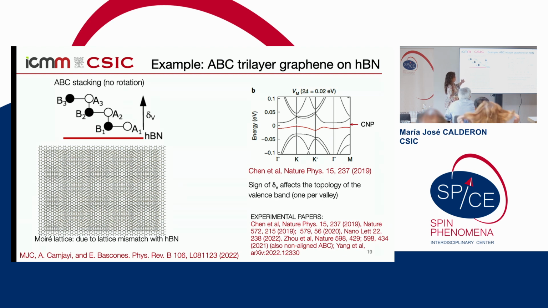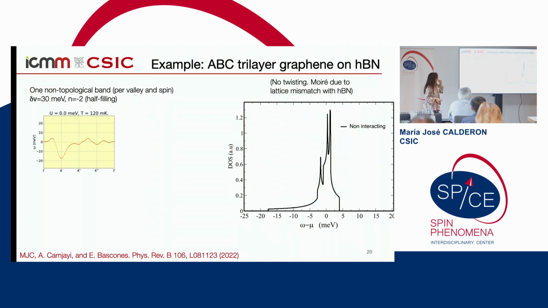In this case, it's much simpler because you apply an electric field and you have a single band, and with a particular direction of the electric field, this band is not topological, so we don't have the problem that we have with the twisted bilayer graphene, and we can have a very simple model to work with. And in here, we also did dynamical mean field theory. So when U is 0, when there is no interaction, then we just have the band that we expect from our tight binding.